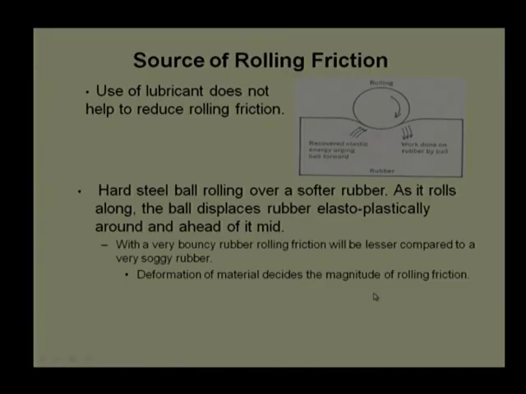So, we can say that deformation of material will decide the magnitude of rolling friction. Where the coefficient of friction will be high and where it will be low can be decided by the material behavior. If the rubber is made of good ingredients, the coefficient of friction will be slightly lower compared to the simple rubbers.